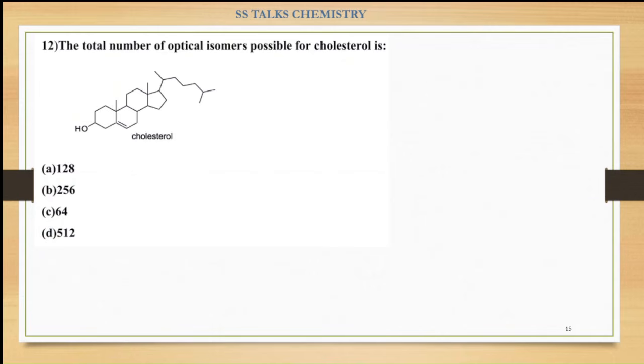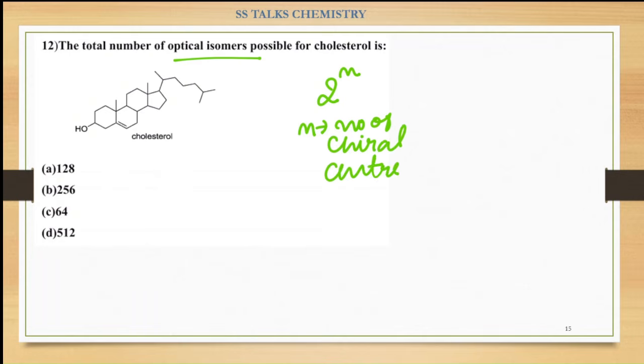So we have this one. This says we have to find the total number of optical isomers that are possible for the given cholesterol structure. To see how many optical isomers are present, look for the number of chiral centers, and take 2 raised to the power of n, where n is the number of chiral centers that you have. This will give you the exact number of optical isomers that you are getting.